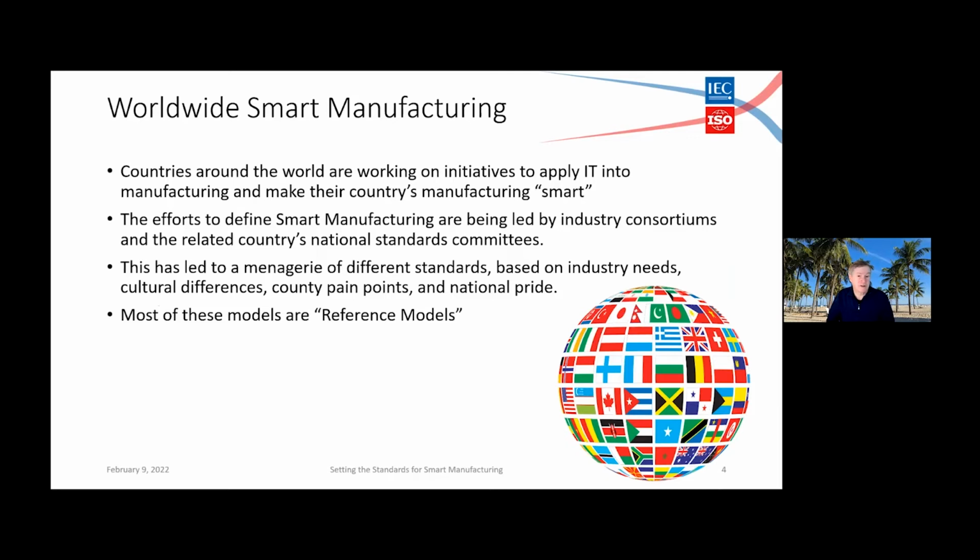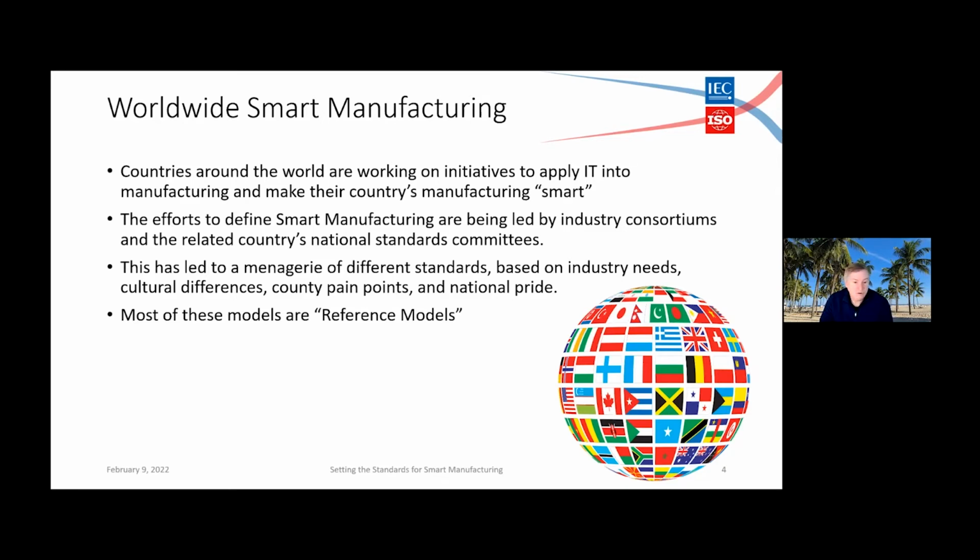And everybody's doing this. If you were to take a look at the list of these, and I'll show you some of the standards or the models that have been developed out there, you'll see that China has one or more, Germany has some, Japan has some, France has some, Italy has some, England has some, Sweden has some, US has some. All of these countries have been looking at the concept of smart manufacturing and saying, what does it mean for us? In addition to the countries looking at it, there have been a lot of industry consortiums or groups looking at smart manufacturing, trying to say, okay, how can we apply these technologies?